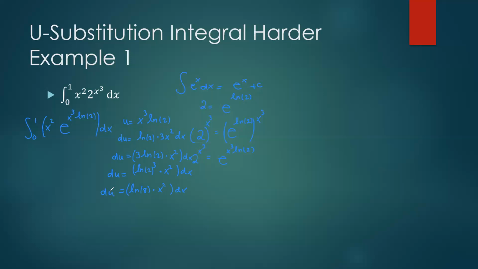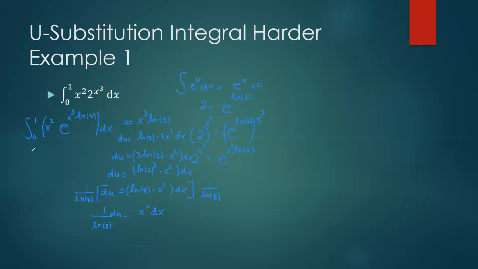Okay, so is there anything we need to get rid of? Yes, we need to get rid of this ln of 8. So how do I get rid of this ln of 8, or that constant? You multiply by the reciprocal of ln of 8. So that would be 1 over ln of 8 on both sides. Okay, so on the left, it's 1 over ln of 8 du. And then on the right, the ln of 8 cancels, and then you're just left with x squared dx.